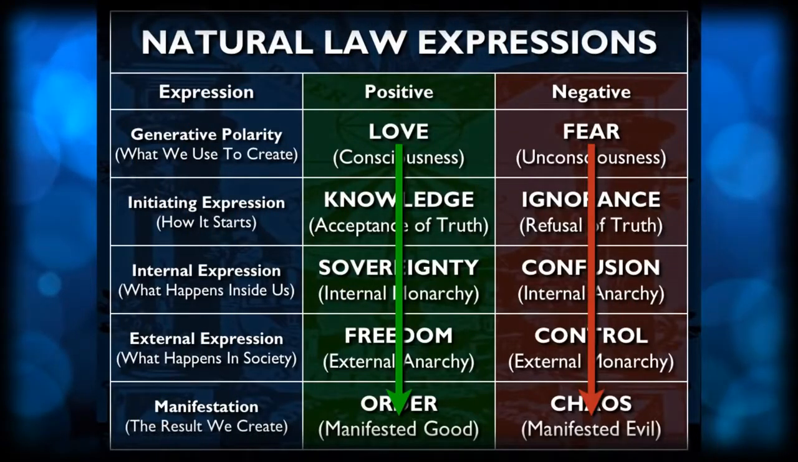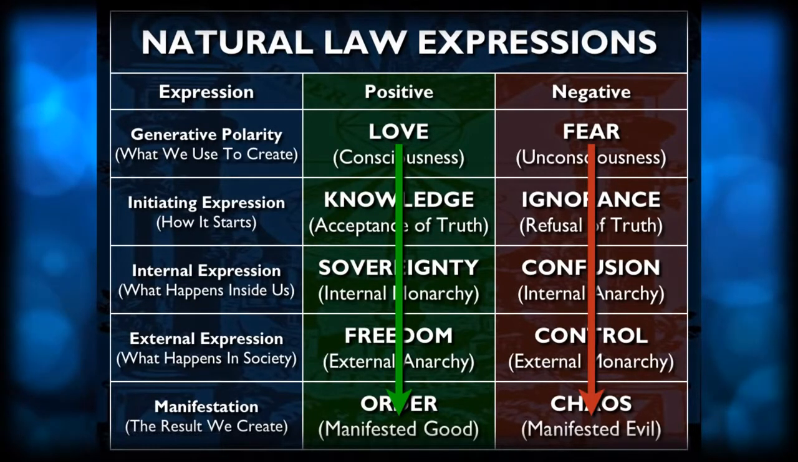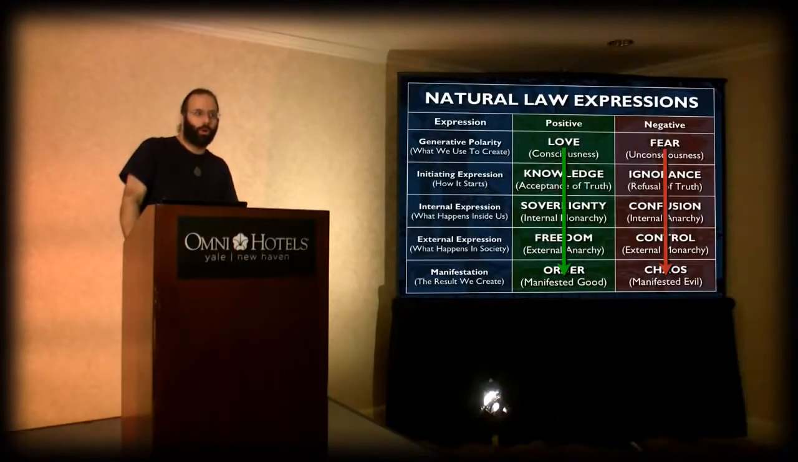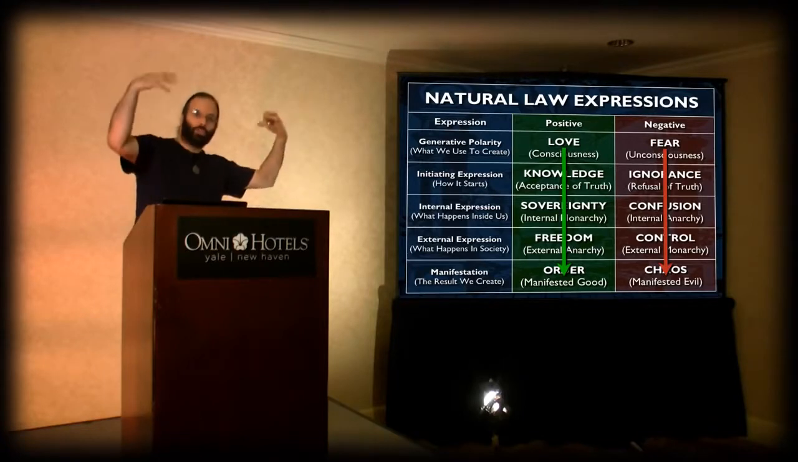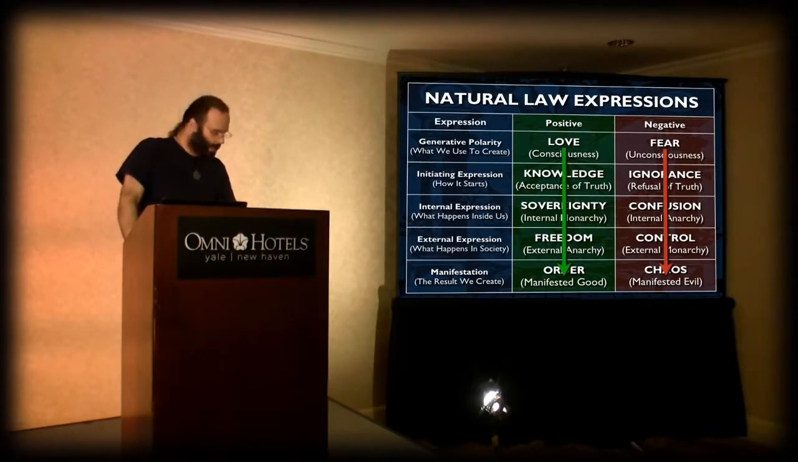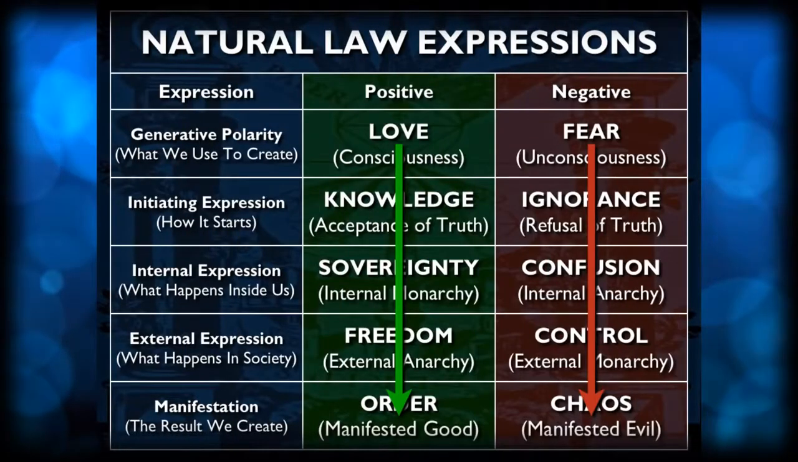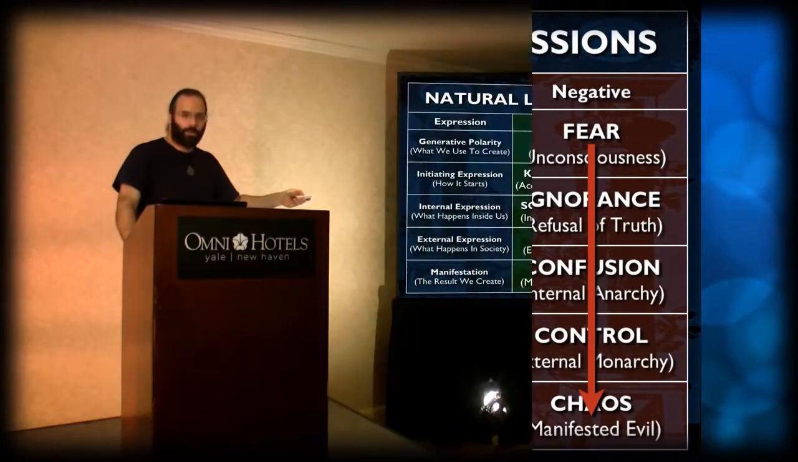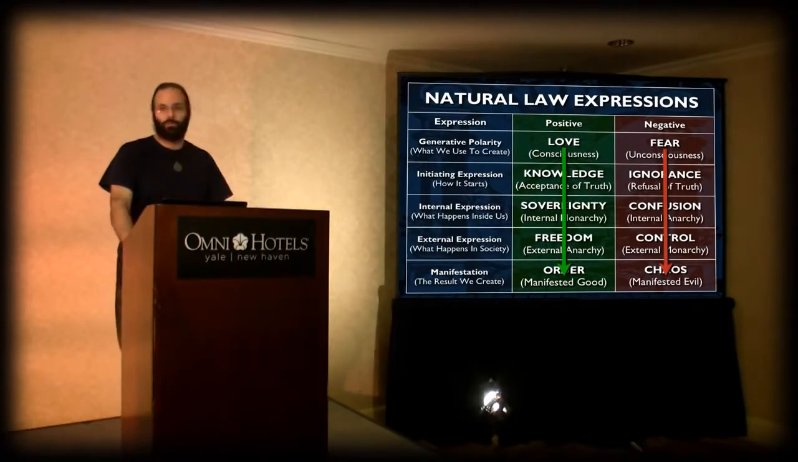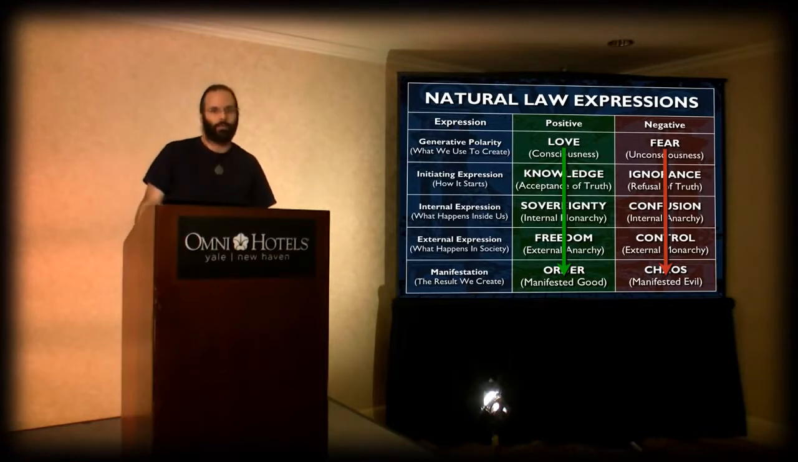So you can only get to order through freedom, which comes about through the understanding that we are sovereign, which comes about through taking in knowledge of truth, and which comes about through staying in a vibratory energy of love or higher consciousness, the openness to truth. That's it. Same thing here. We can only create chaos when our society is bent on control, okay? Because we are confused beings that don't understand our sovereignty and think other people can legitimately own us or rule us, and that comes from a place of ignorance or refusal of the truth, which is based in fear. Can only manifest that way.